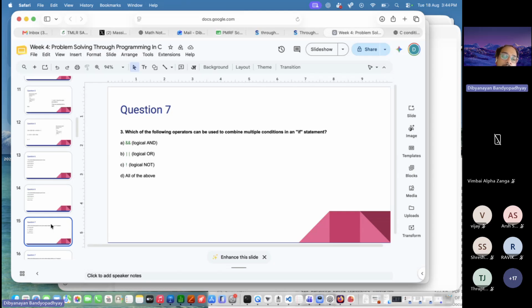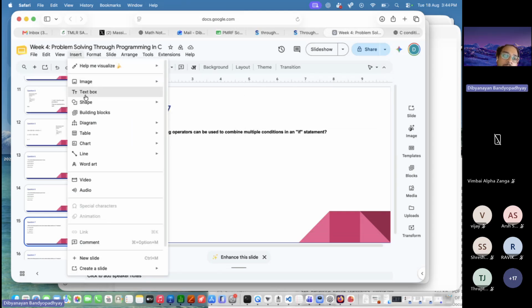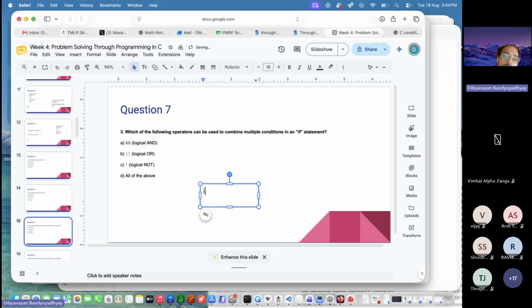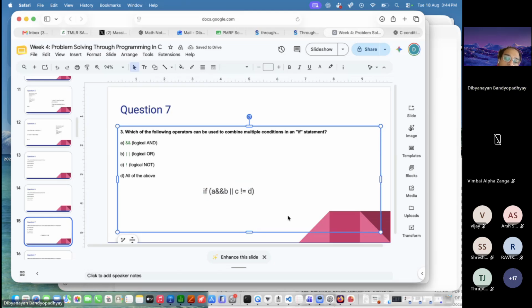So suppose you are given an if statement. Inside the if statement, there are multiple things like this: if A and then B, C not equal to D. So the question asks whether it is allowed or not, and how many of them and in what position they are allowed.